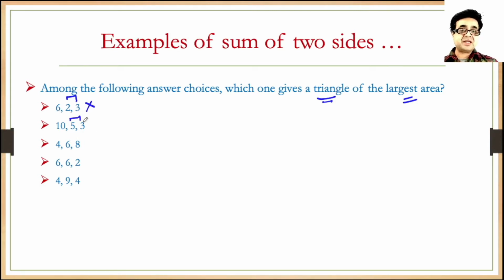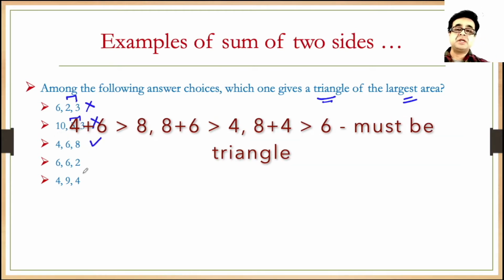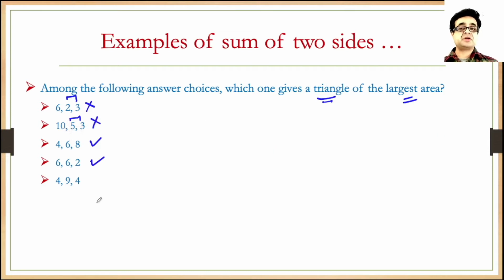Similarly, 5 plus 3, 8, is less than 10. This is not a triangle. 4, 6, 8, possibly a triangle. 6, 6, 2, possibly a triangle. 4, 9, 4: 4 plus 4 is 8, which is less than 9. The sum of two sides is less than the third side, which is not possible in a triangle, so not a triangle. So I have boiled my situation down to these two.